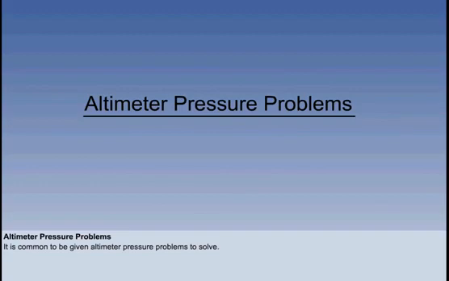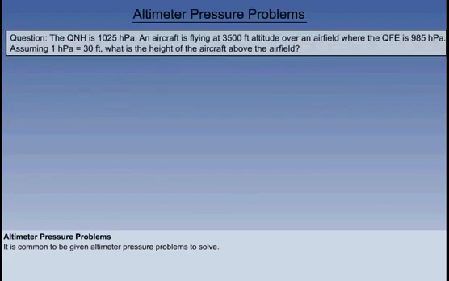Altimeter pressure problems are commonly encountered, so to conclude the lesson, let's look at a couple of typical examples. The QNH is 1025 hectopascals. An aircraft is flying at 3,500 feet altitude over an airfield where the QFE is 985. Assuming 1 hectopascal equals 30 feet, what is the height of the aircraft above the airfield?